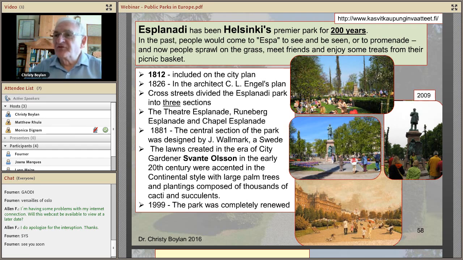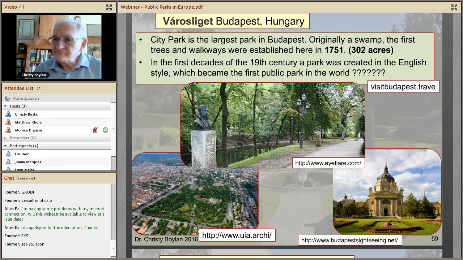Elizabeth, you said the Versailles of Oslo. Well, I hadn't heard it expressed that way before, but it's not anything like Versailles. It's spectacular, but not in the same way, in my view. But okay, so we go to the next slide.